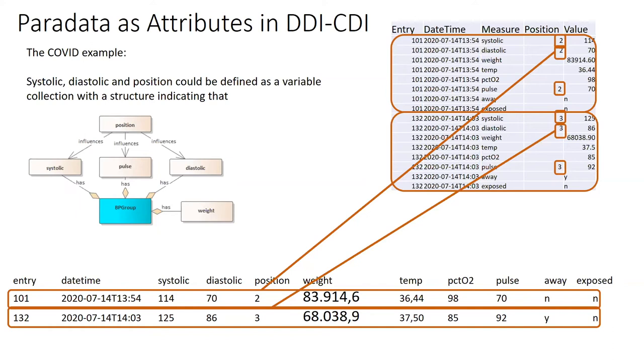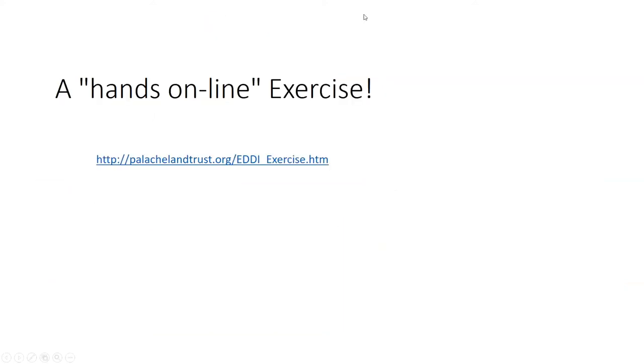And here we make one, for instance, we say that position influences systolic, pulse and diastolic, but not weight, for instance. And that can be useful information to have along with it. So then you can interpret your data on the basis of that. So that is basically what I had.